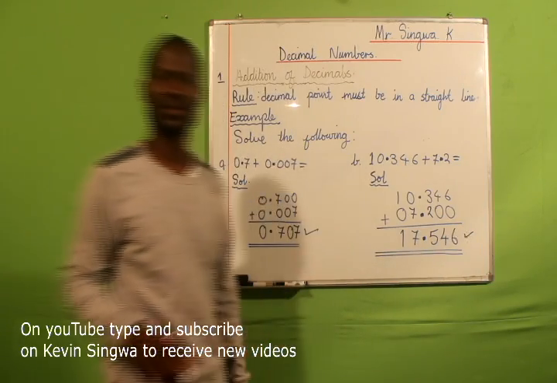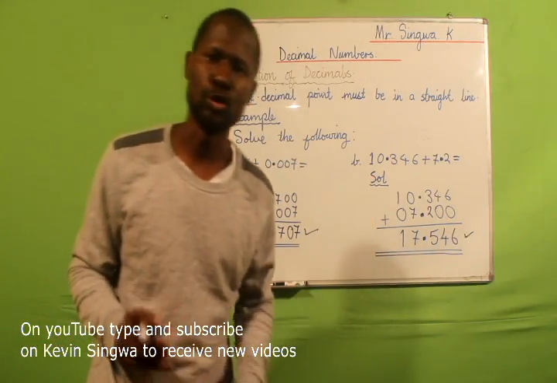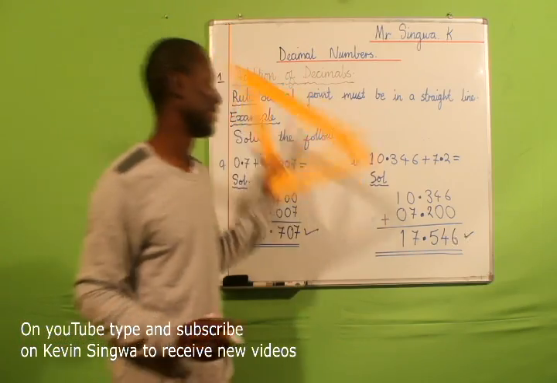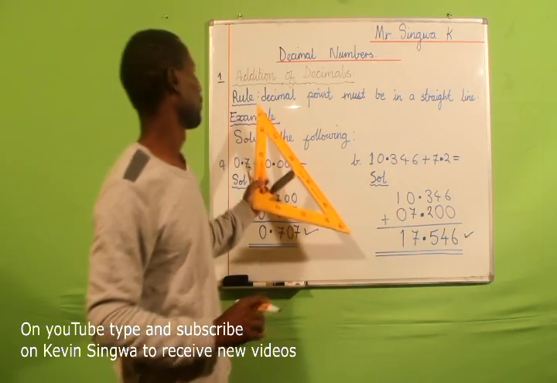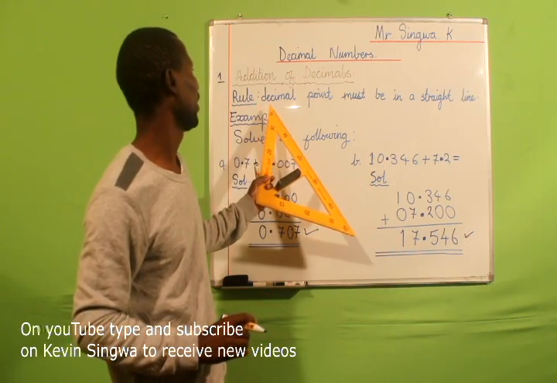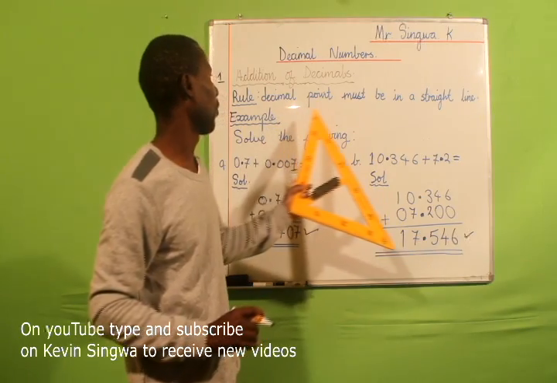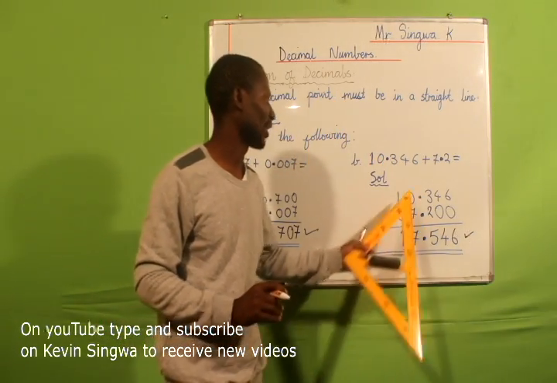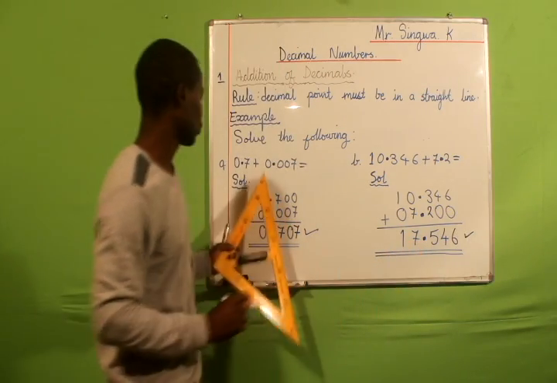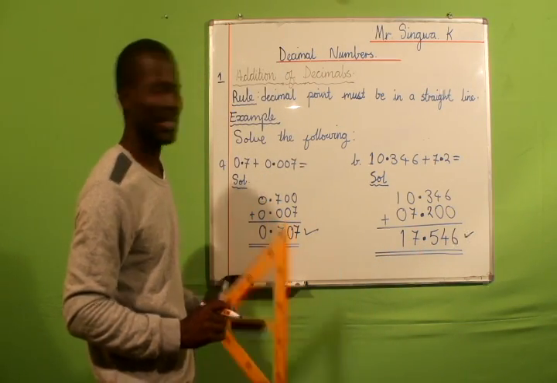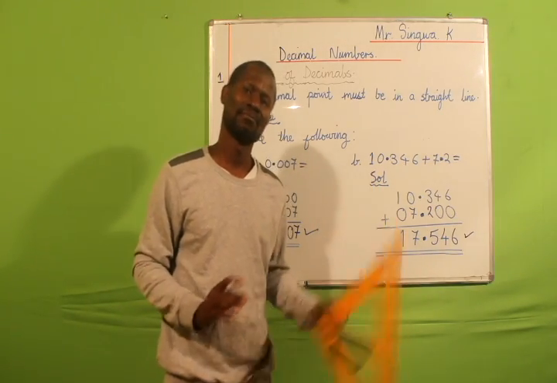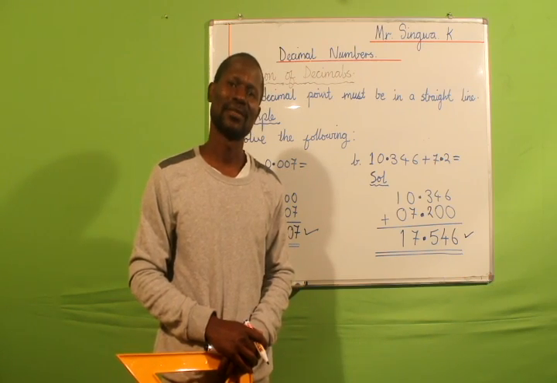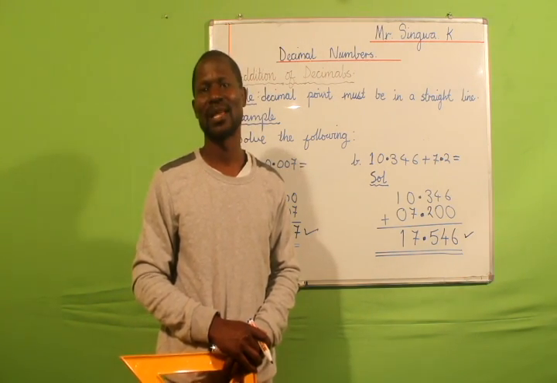As simple as that. In mathematics, we obey rules, we follow rules, and the rule here is that decimal points must be in a straight line. So the straight line here, the straight line here. It's just as simple as that. So when you do that, what remains? Getting questions correct.